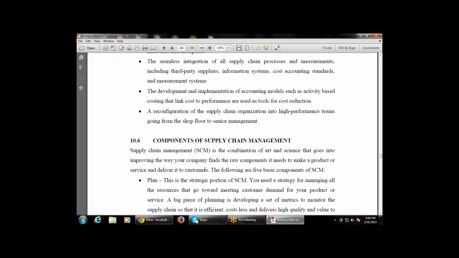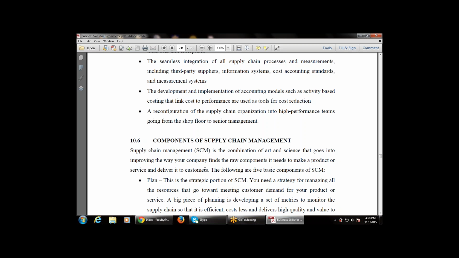So it is a combination of art and science that goes into improving the way your company finds the raw material it needs to make its products or services and deliver it to a customer. So it includes the art as well as the science, that is some picture based questions, some graphs, some theories, some logics, that is a science that goes into improving the way your company finds the raw material it needs to make a product or service and delivers to the customer.